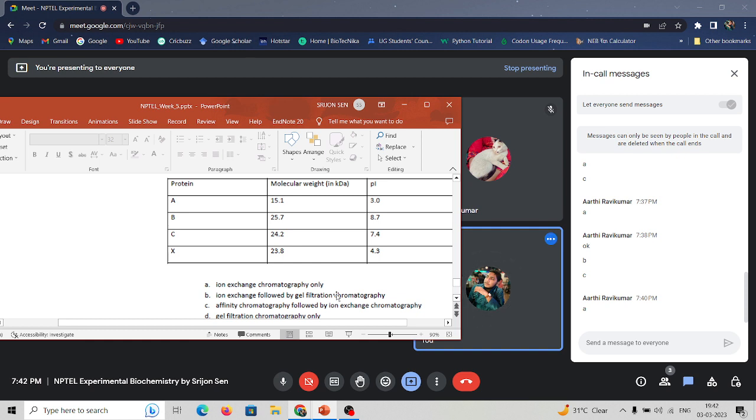In this way you can actually separate X from B and C. So in this manner, the correct answer is B, where you perform your ion exchange followed by your gel filtration chromatography. Because if you perform only ion exchange chromatography, you would be getting A and X together, and B and C. If you do only gel filtration, you would be getting B, C and X. So perform ion exchange first and then gel filtration. Firstly, A would be separated from X, and then you would be separating B and C from X.